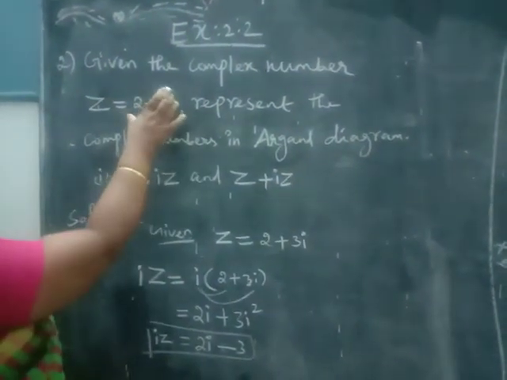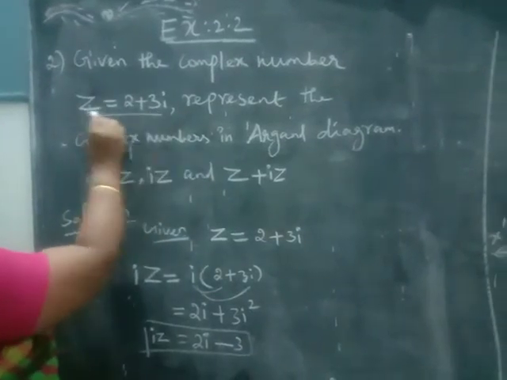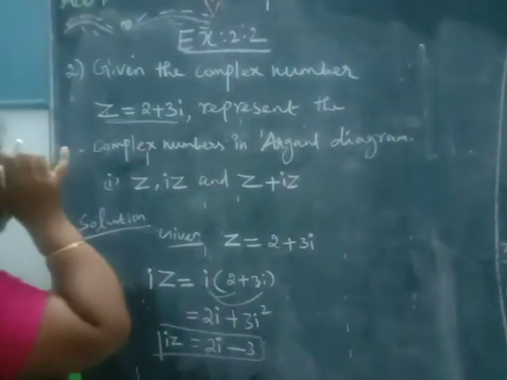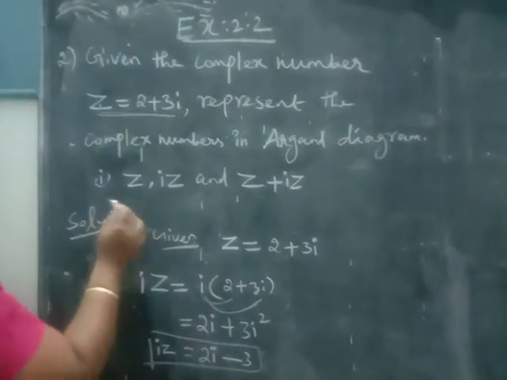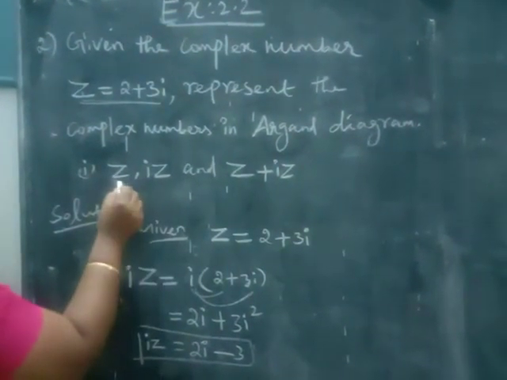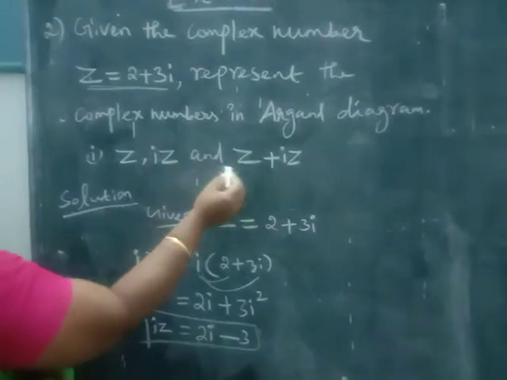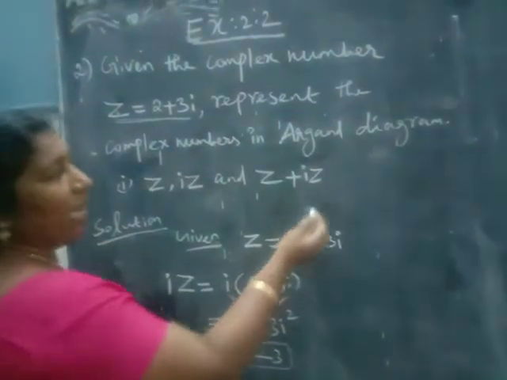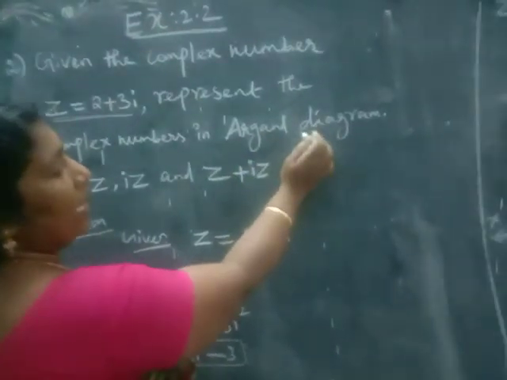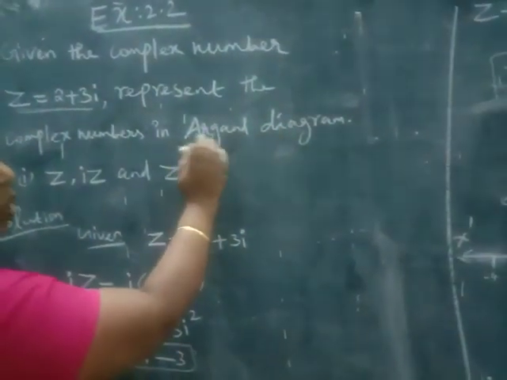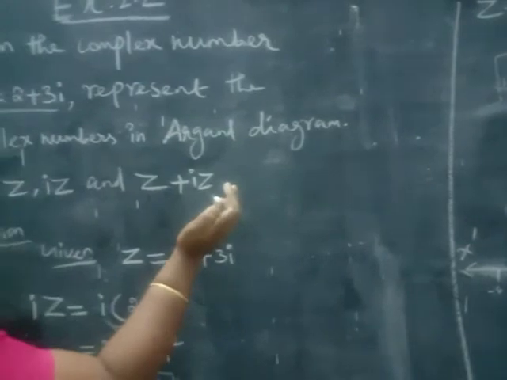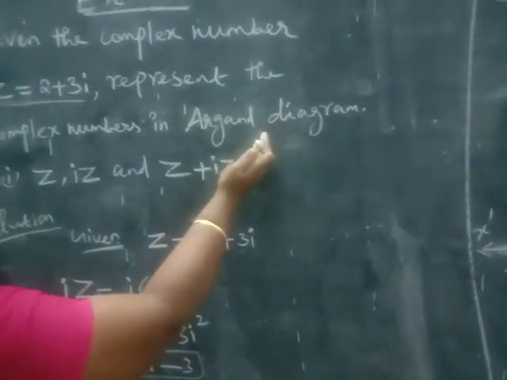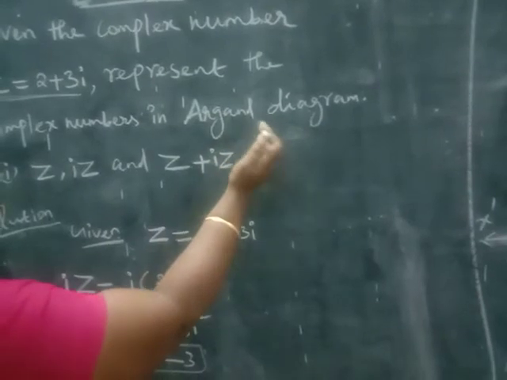One complex number is given, z equal to 2 plus 3i. So we are going to represent the complex numbers in the Argand diagram. The complex numbers are z, iz and z plus iz. Last class I explained the Argand diagram or Argand plane already. So what is an Argand diagram? Do you remember anyone? Okay, let me explain.